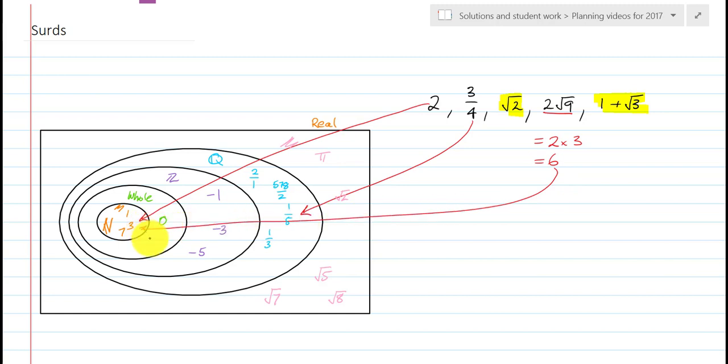So there you have it. That's what a surd is, and we'll be dealing with the arithmetic of surds, doing the distributive law over surds, and something called rationalising the denominator in further videos.